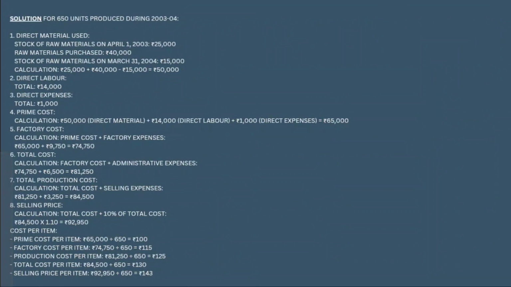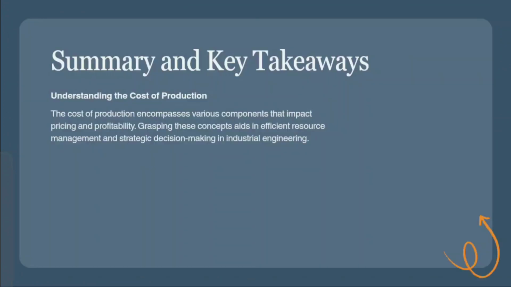Cost per unit. That means we have to divide the selling price by the total number of units produced, that is 650. So 92,950 divided by 650 and we will get rupees 143 per unit. This example shows how companies gradually build up from raw material cost all the way to the final selling price.